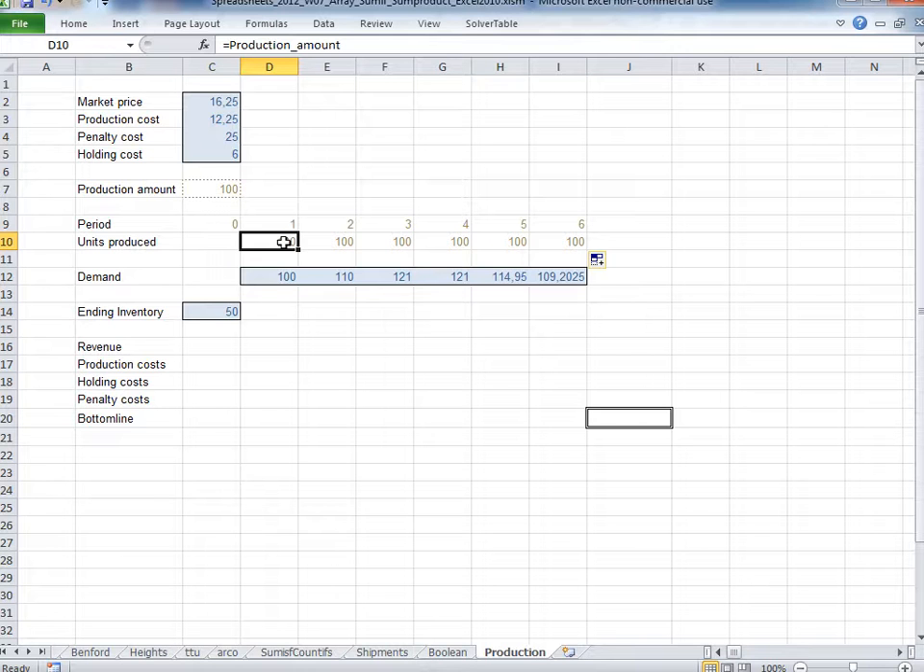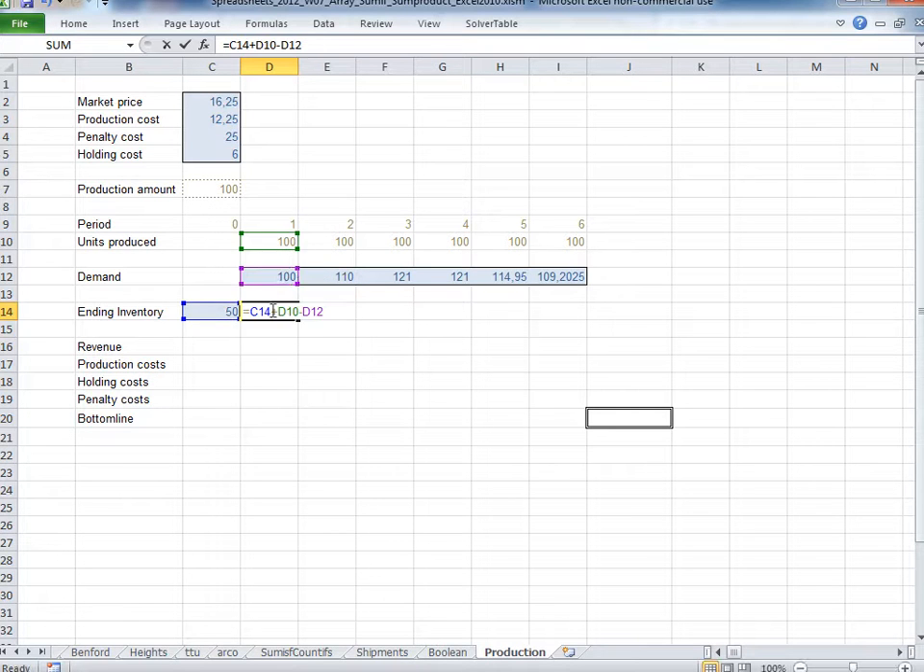and now we have to see what happens in the first period. Namely, we have a demand of 100 as well. So we have to write down how much we will have in the inventory by the end of the first period. We had 50, we produced 100 more, so 150. We sold 100, so we have 50 in the inventory in the end of the first period as well. And the formula goes like this: equals C14 plus D10 minus D12.